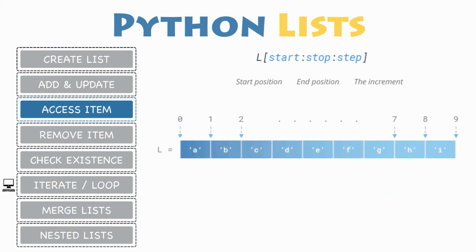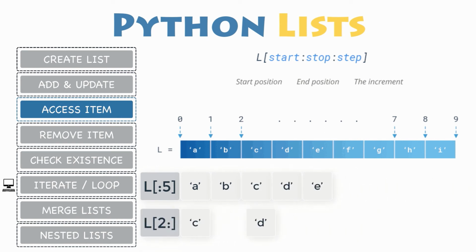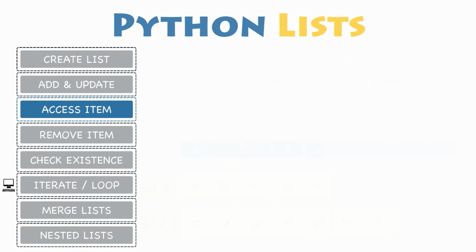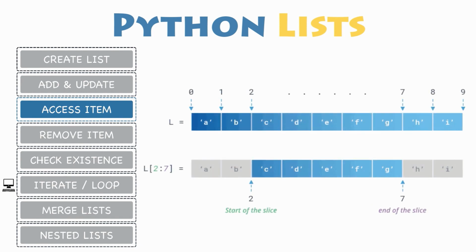But if you do not specify the start parameter, it will start from the beginning of the list. On the other hand, if you do not specify the end parameter, it will take all the items until it reaches the end of the list. For example, if you want to access items between the index 2, included, and 7, excluded, it will give you the items C, D, E, F and G.